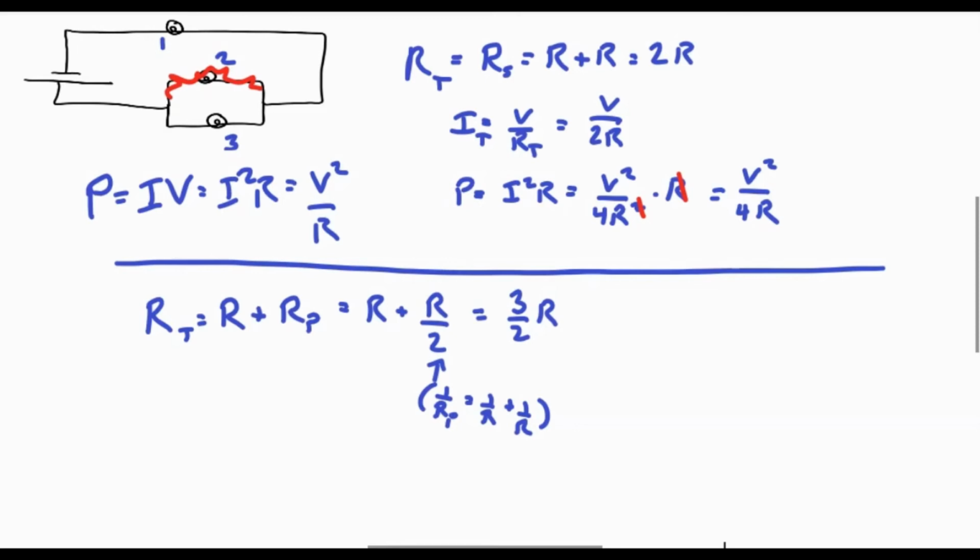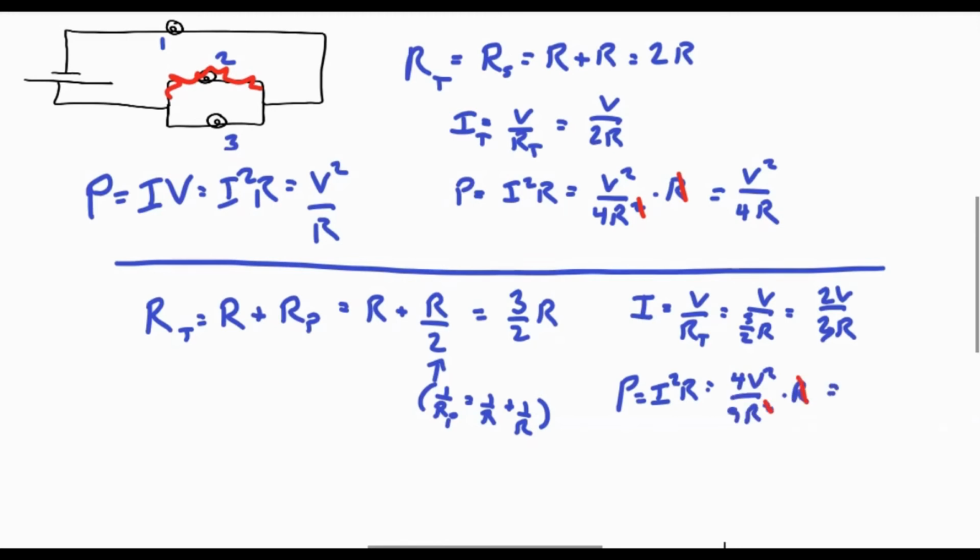But let's do that math. I equals V over R, so V over 3 halves R becomes 2V over 3R. Plug that into the power formula and you end up with 4/9 V squared over R. And as 4/9 is greater than 1/4, bulb 1 gets brighter.